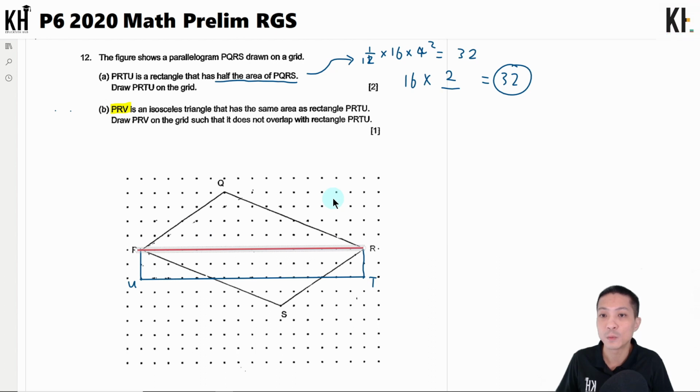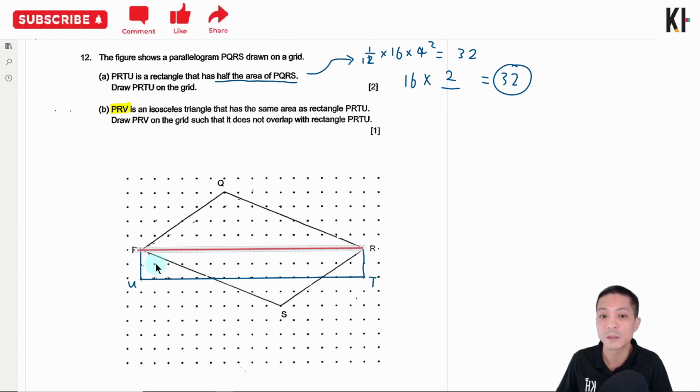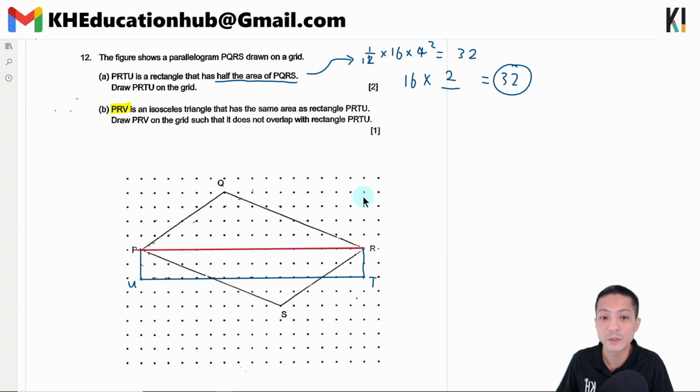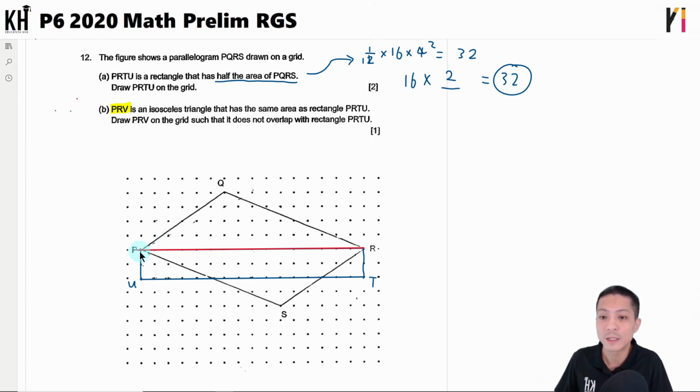Okay, if I want it to have the same area as PRTU, it's going to be the same area as this triangle PQR. So I can basically just draw another triangle which has the same height. It's going to be easier if I draw an isosceles triangle. Okay, isosceles triangle, so I cannot just draw anyhow.